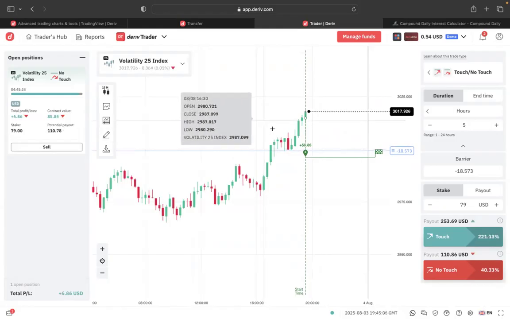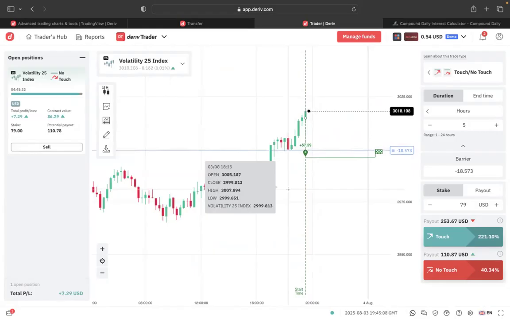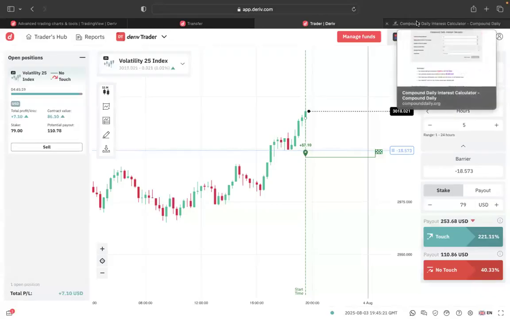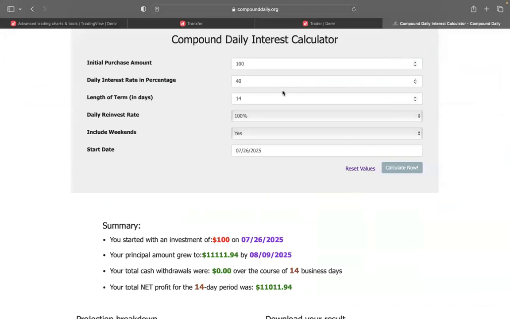So as you can see, we're already in profit. Taking a trade like this for 14 days, that's what we're going to be working on very soon. I want at least 10 people in the VIP group before I get started with that. So we're going to be doing this.